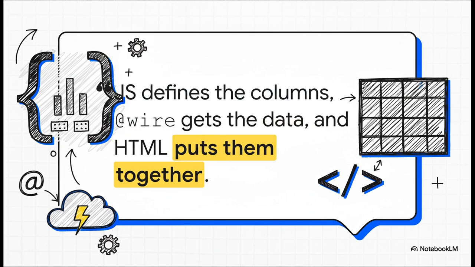First, in your JavaScript, you define your columns in a constant. This just tells the table what headers to show. Second, you use the @wire service to go get your data from Apex. And third, you just plug those 2 things into the lightning-datatable tag in your HTML. That's it. The component does all the heavy lifting.